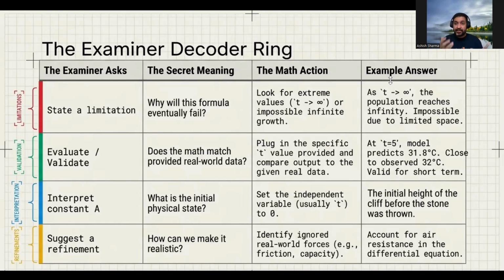Interpreting constants comes up quite a lot, like a capital A or B. So start thinking about how you could get that capital A on its own. How can you get that B? What does that B represent? If it's like A times x to the power of something, then that A is normally the initial physical state. It's normally the value of the model when t is 0.